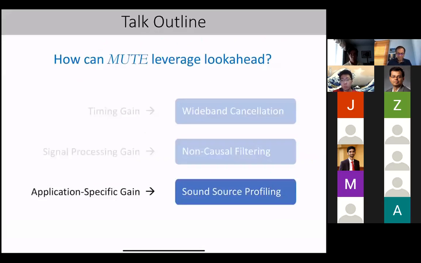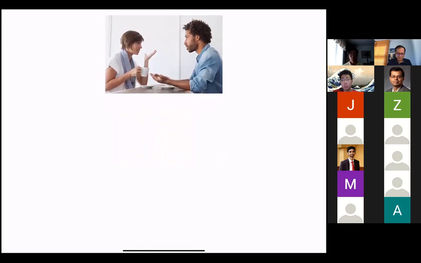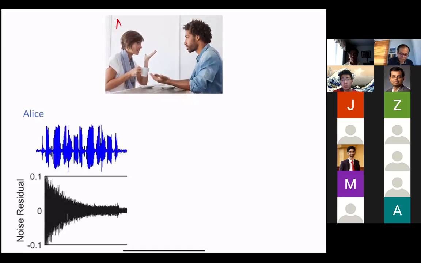Okay. And there's a gain which is sound source profiling. Let's say I called this person Alice and this person Bob. Let's say Alice and Bob are talking and you have your headphones on. So when Alice's sound is coming, your headphone did gradient descent. This is basically the signal EK. The signal EK was large, but because of gradient descent, it came and became small. Guys, are you all with me?